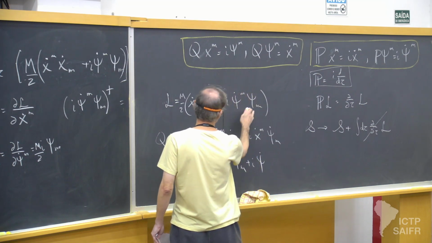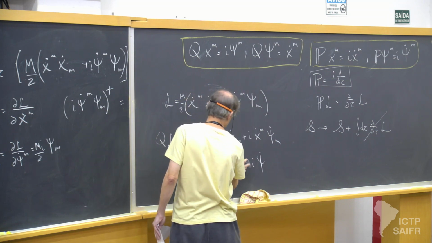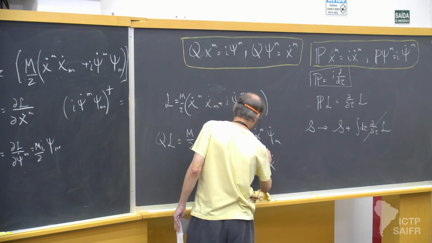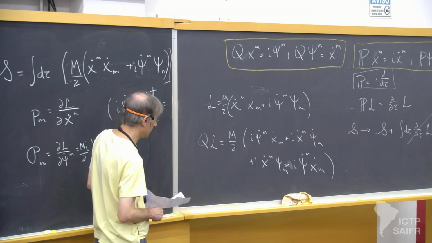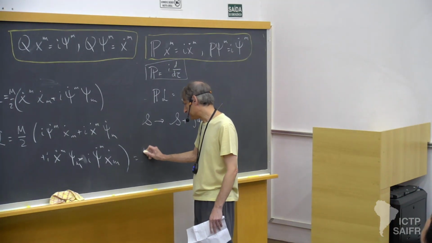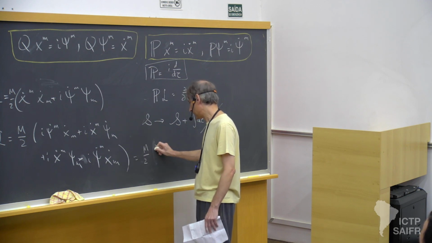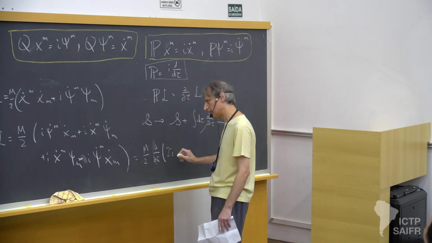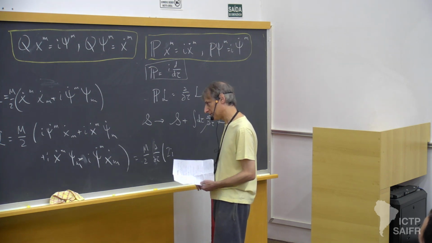Here you have to be a little bit careful because Q is fermionic. So when you pull it to the psi dot, it gives you an extra minus sign. So it's going to be minus i x dot m. So this is Q on the Lagrangian. And this should be equal to, if I didn't make a mistake, a total derivative. So it should be equal to m over 2 times d/dτ of probably 2i. Let's see if I can get it right.